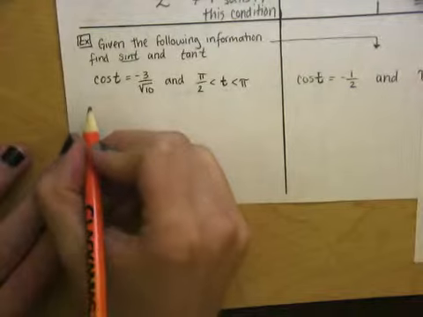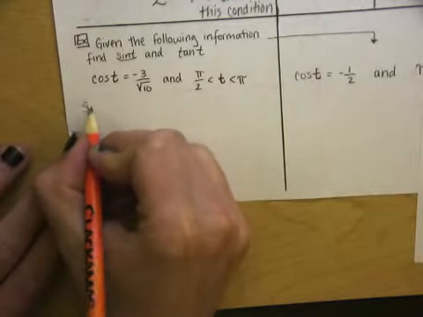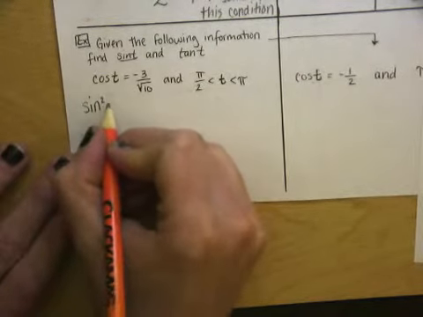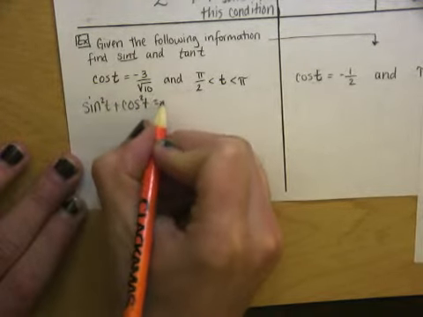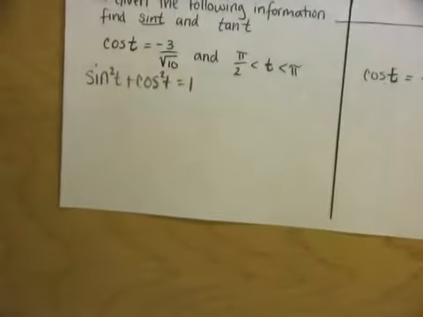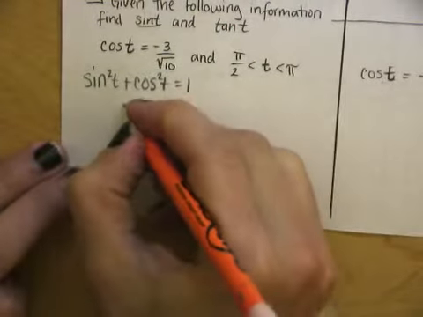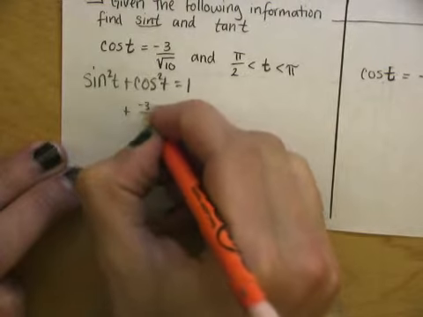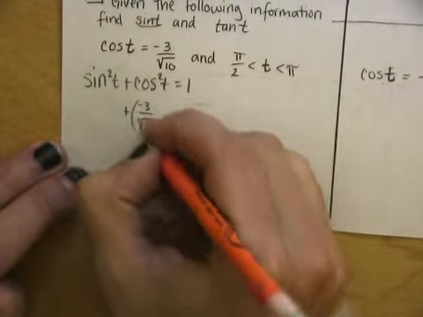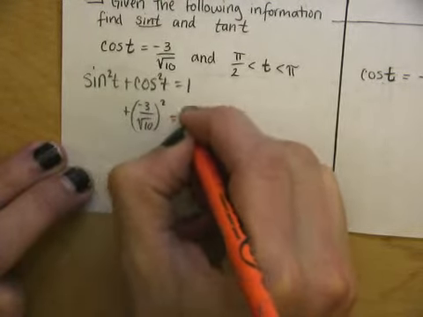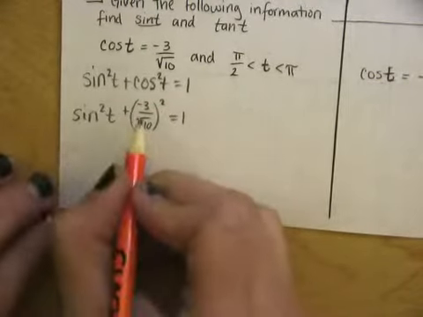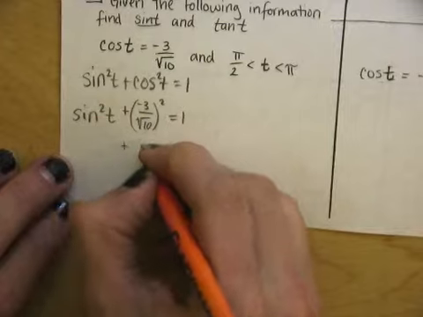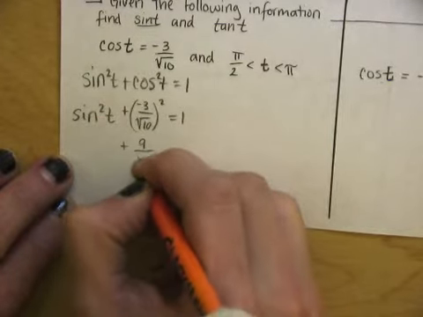So in this case, we know that sine squared plus cosine squared equals 1. So let's plug in cosine. So this is going to be negative 3 over root 10 squared. We're trying to solve for sine. So if we square this, negative 3 times negative 3 is 9. Square root of 10 times square root of 10 is 10.